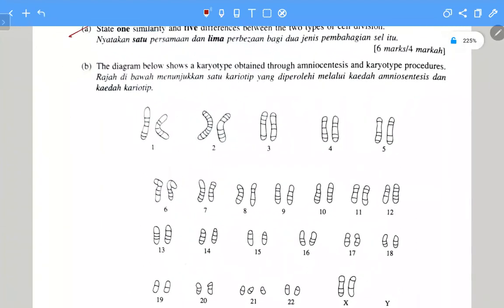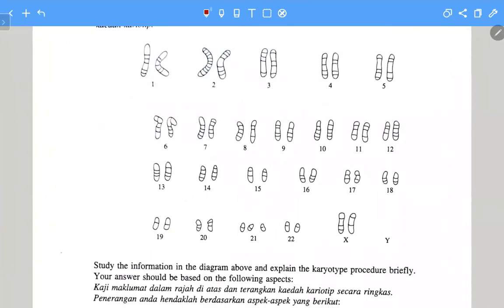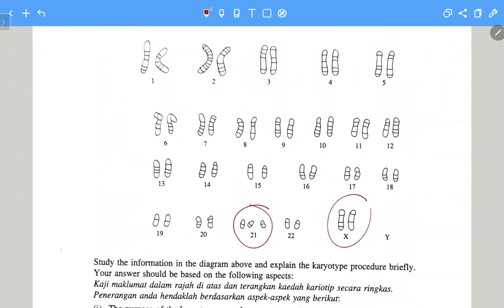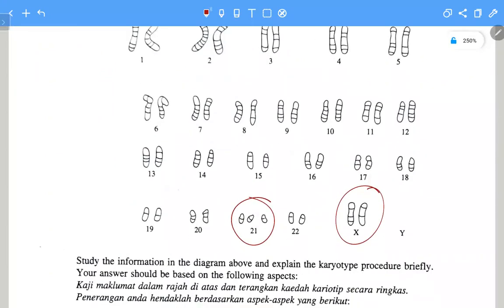The diagram below shows a karyotype obtained from amniocentesis and a karyotype procedure. You realize that supposedly you're supposed to have only 2 copies of each chromosome. So this is actually a girl. Why do I know this is a girl? Because you can see here it has 2 copies of the X chromosome and no Y chromosome. But this girl has Down syndrome because it has an extra copy of chromosome number 21. So this is the highlight over here.